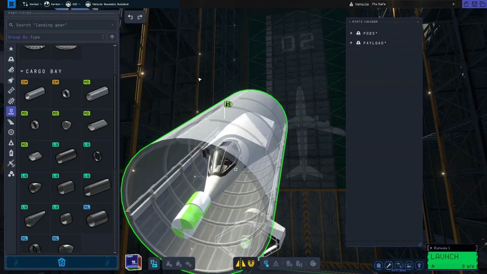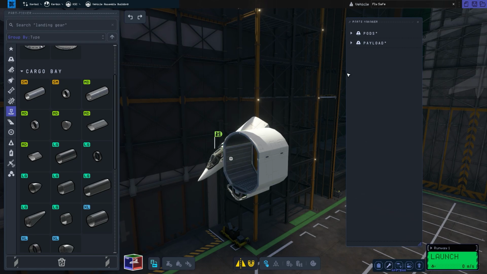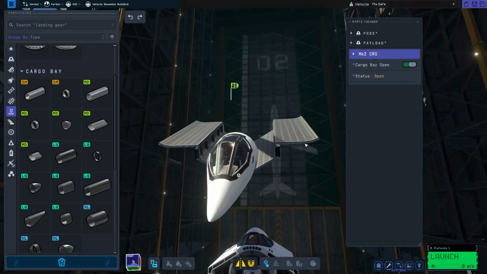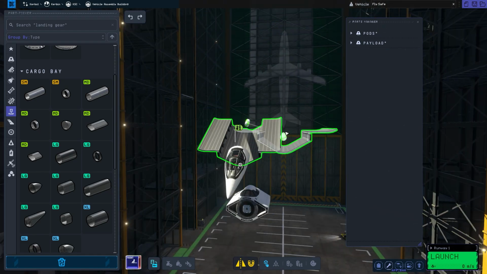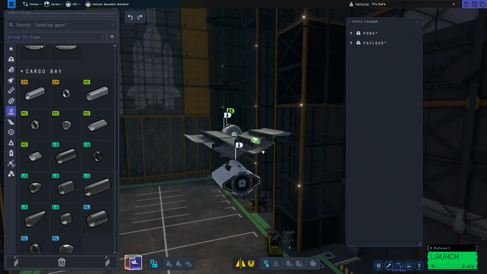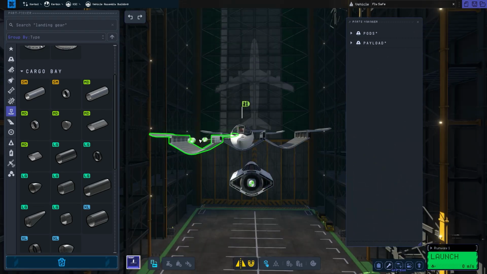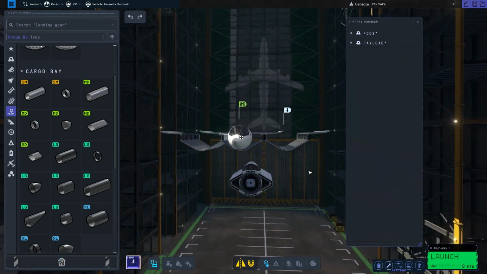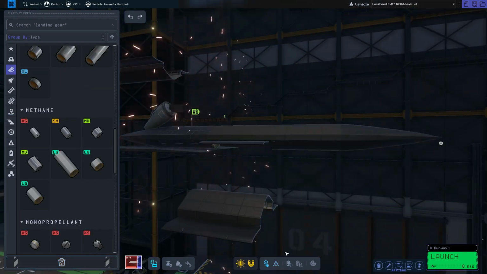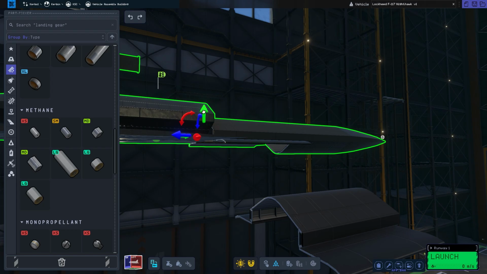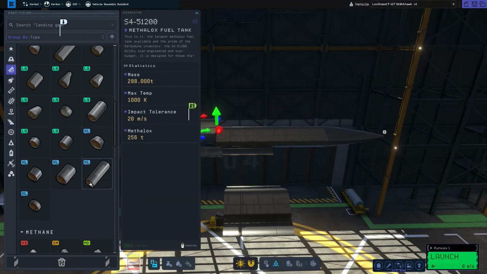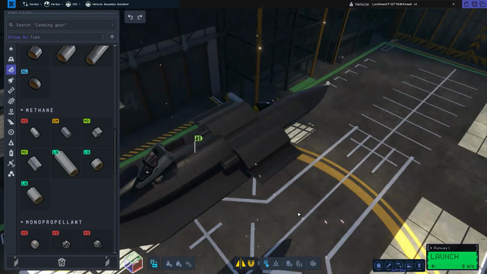Today we're going to be making the Lockheed F-117 Nighthawk. This is probably one of my most favorite aircraft ever, I would say, because just look how cool it is when you actually look online, and the story of how it was made and came about is really fascinating. There are a lot of documentaries that you can find. Anyway, we're making it in Kerbal Space Program 2.